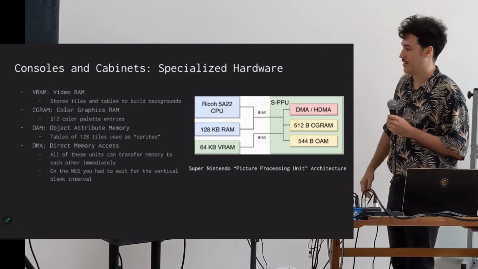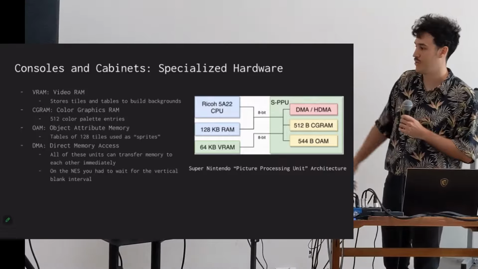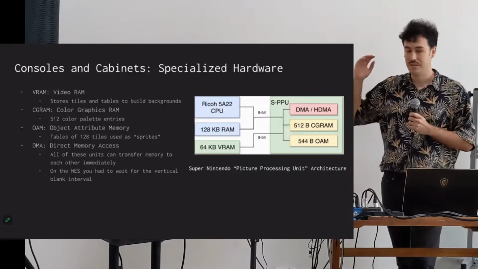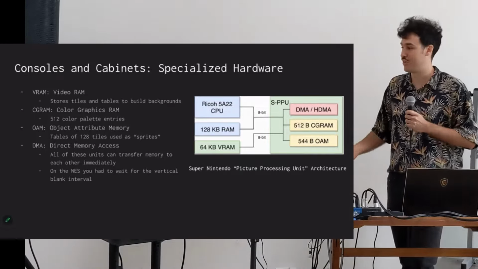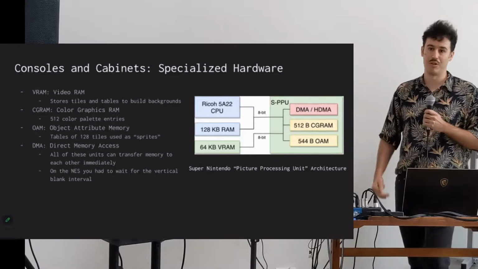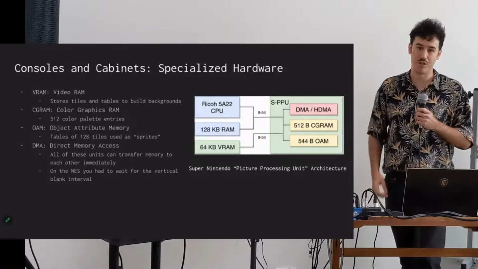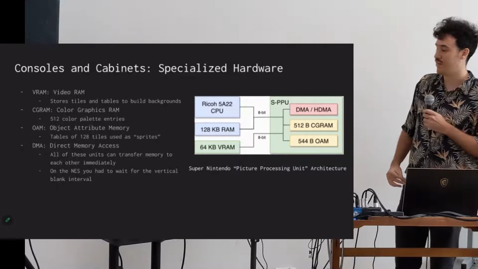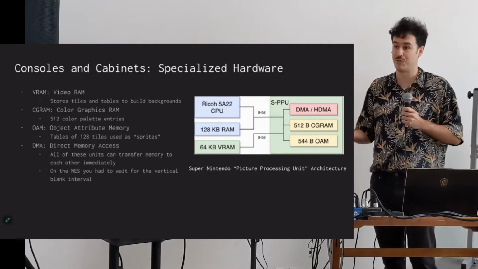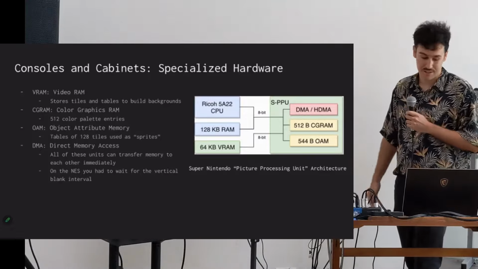Another thing to note is that this was a direct memory access architecture. So what that means is that all of these different memory units can communicate and transfer memory to each other immediately. On the NES, you basically had to wait for a timing interval to do any memory operations. And that meant that you had to render everything all at the same time before you could switch any memory out. And on the Super Nintendo, you no longer have that limitation. You can switch memory around, you can switch graphics modes in the middle of rendering a frame. And so that's why Super Nintendo games can do much fancier effects.